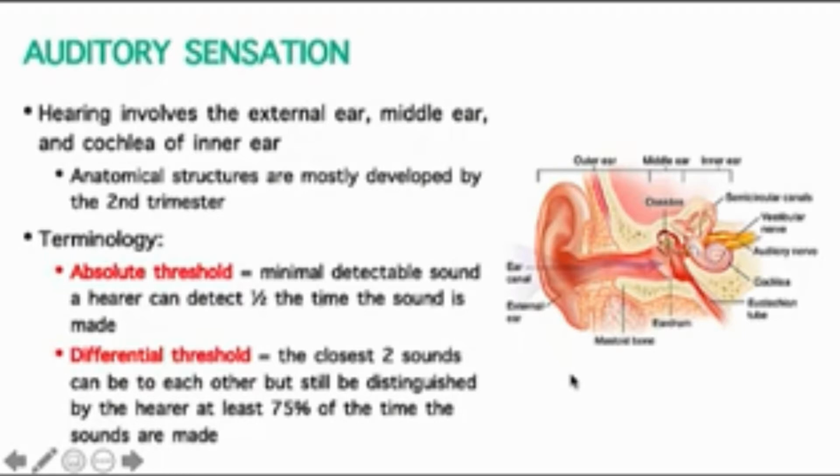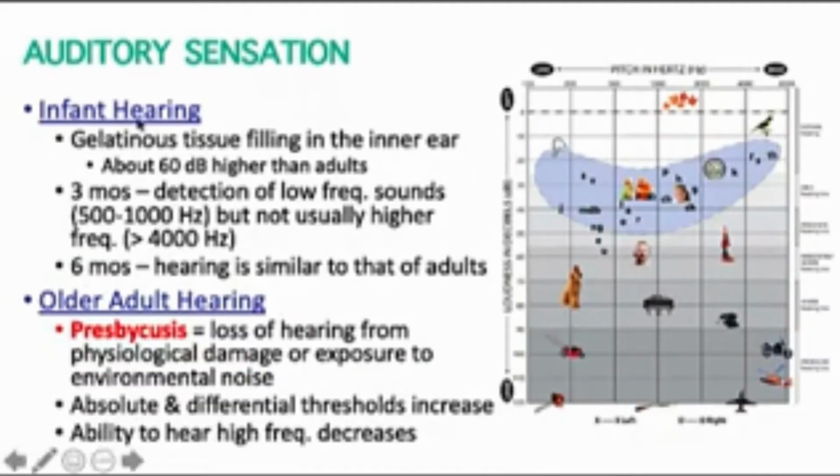If I gave you a tone, and then another tone, and then kept making the tones more and more similar, the differential threshold is the point at which you are still able to distinguish that there are two sounds being played. It's kind of like the auditory equivalent of a two-point discrimination test for kinesthetic sensation. When we look at different stages of hearing in infants, there's usually gelatinous tissue filling the inner ear, and they are able to hear about 60 decibels higher than adults.